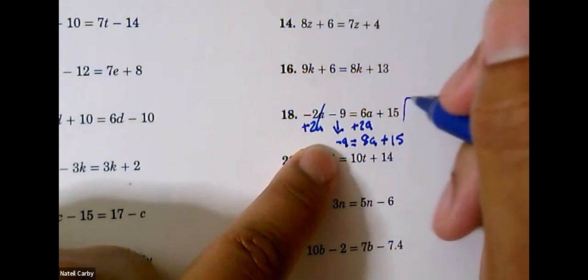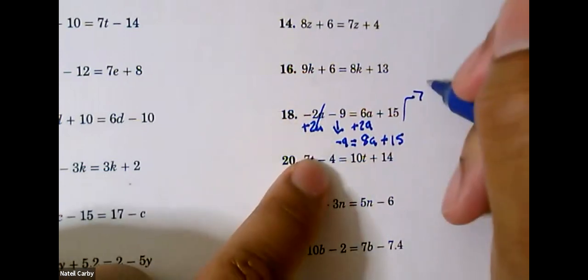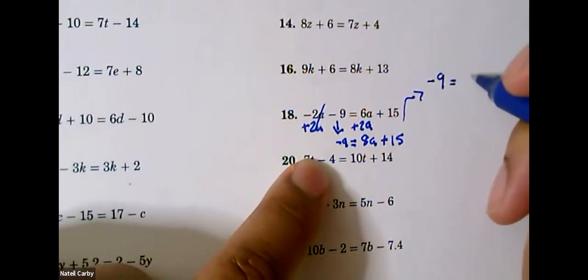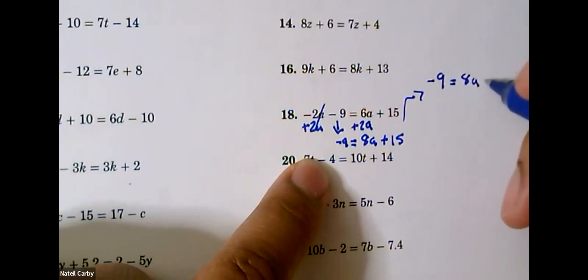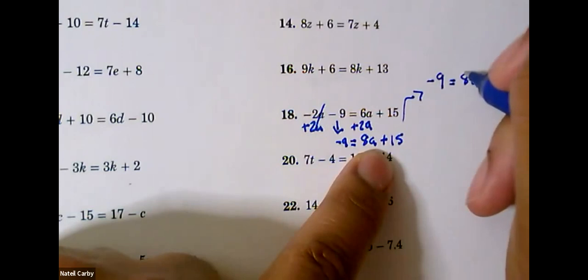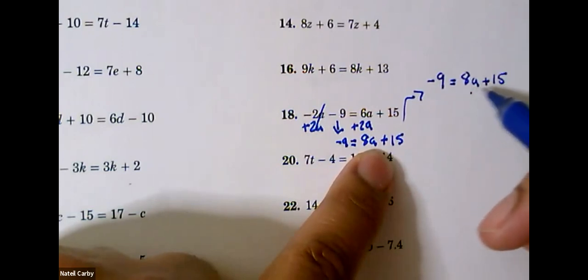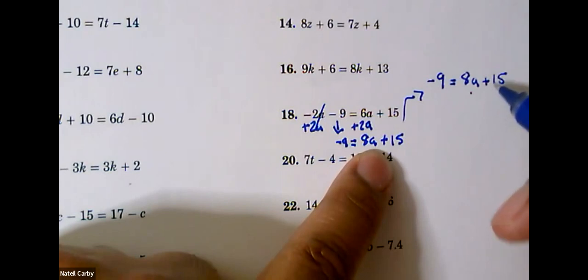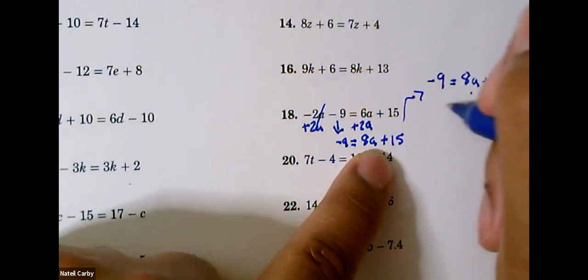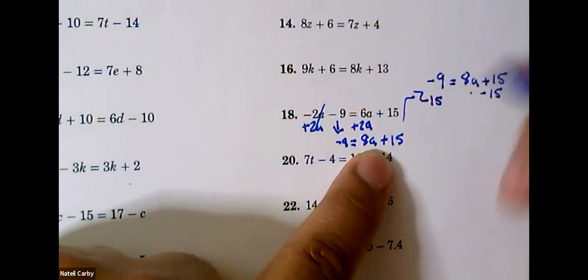So let me rewrite this up here. I have negative 9 equals 8a plus 15. Again, you want to get the variable all by itself, and right now it has a partner. We want him to ride solo, so let's get rid of his partner, the 15. How do you get rid of it? You do the opposite. So I'm going to subtract 15 here, and I subtract 15 here.